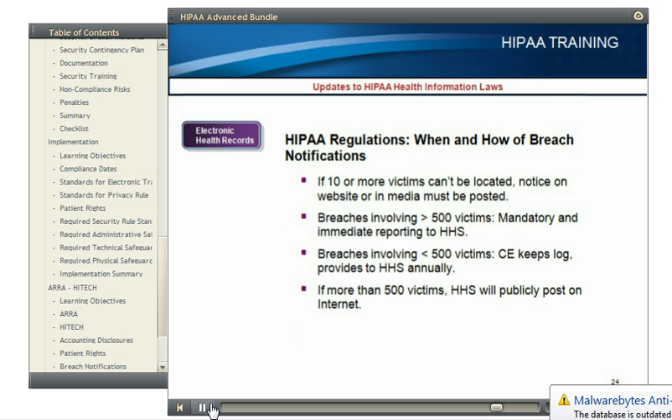Breaches involving greater than 500 victims require mandatory and immediate reporting to HHS. For breaches involving less than 500 victims, the CE keeps a log and provides it to HHS annually. If more than 500 victims, HHS will publicly post the breach on the Internet.